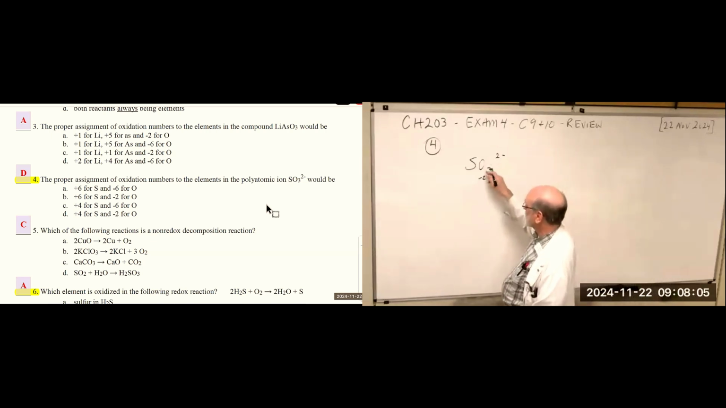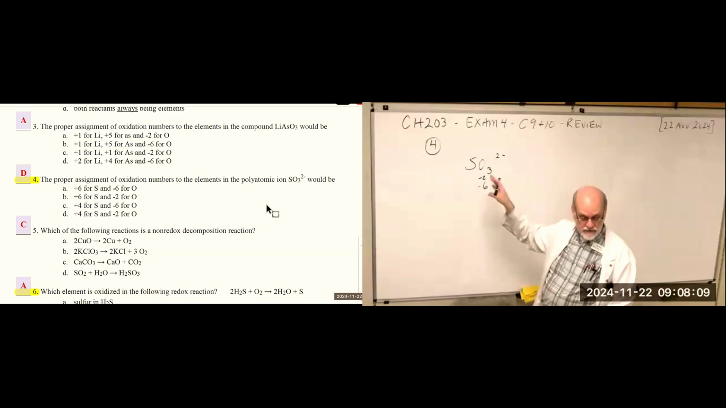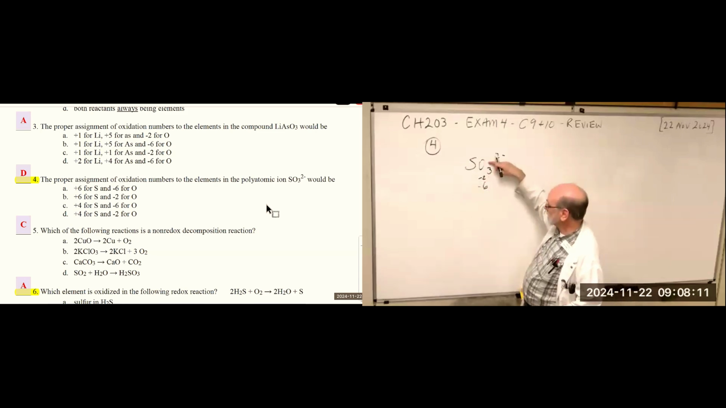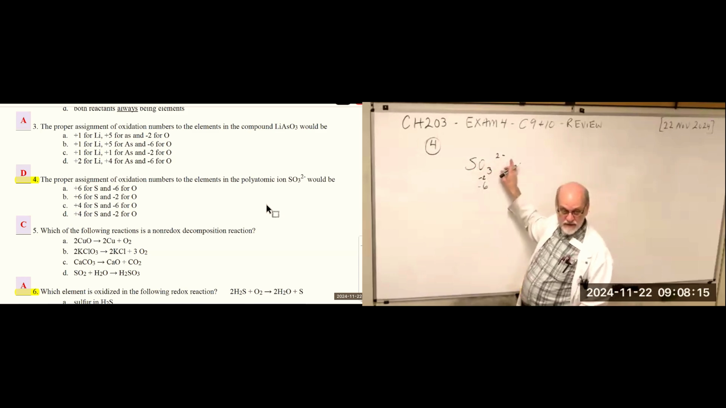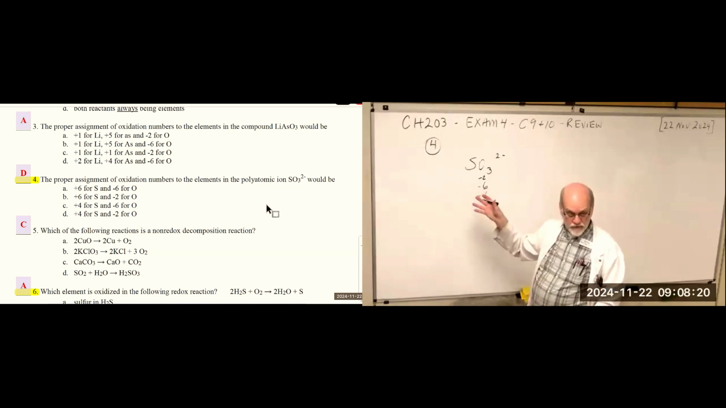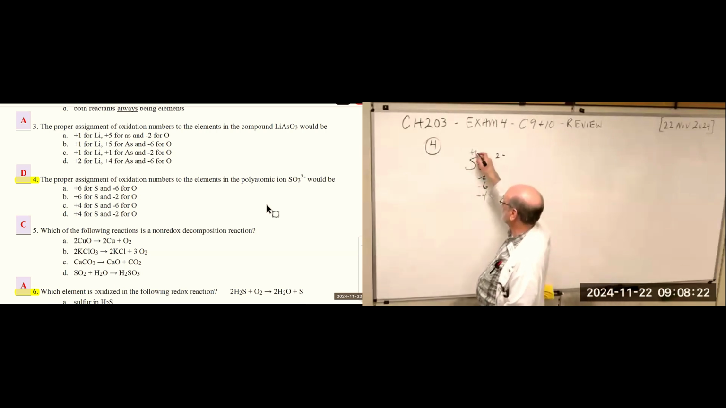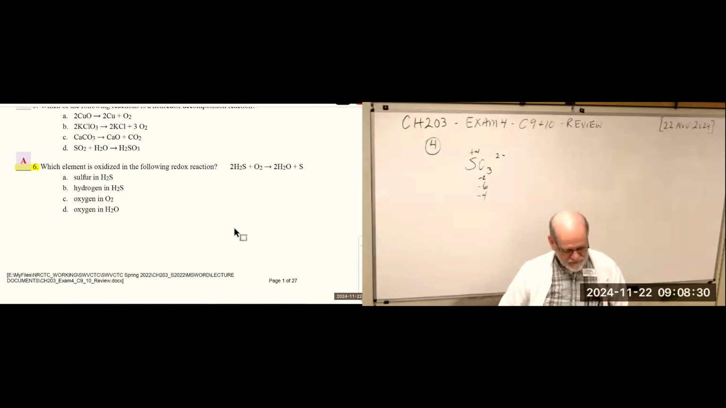So it's -2 for each one of those oxygens, -6 total oxidation number for the oxygen. But we need to add them up so we get 2 minuses left over. That means we only need to neutralize 4 of those. That means this has to be a +4. So a +4 and a -2 would be D. All right.